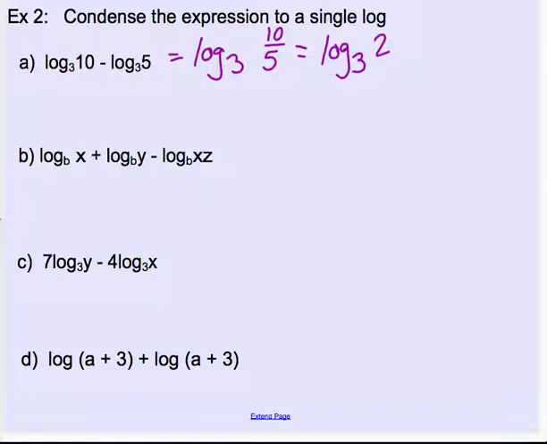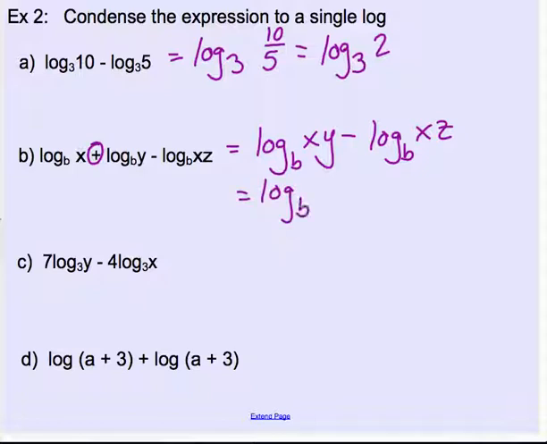So our second example, I can do this one step at a time. We've got addition of logs, so that simplifies to multiplication. So using the first step, taking care of this addition and condensing that to multiplication, we've got log base b of x times y minus log base b of xz. So the subtraction will condense to division. And of course we can simplify x divided by x cancels, so we end up with log base b of y divided by z.